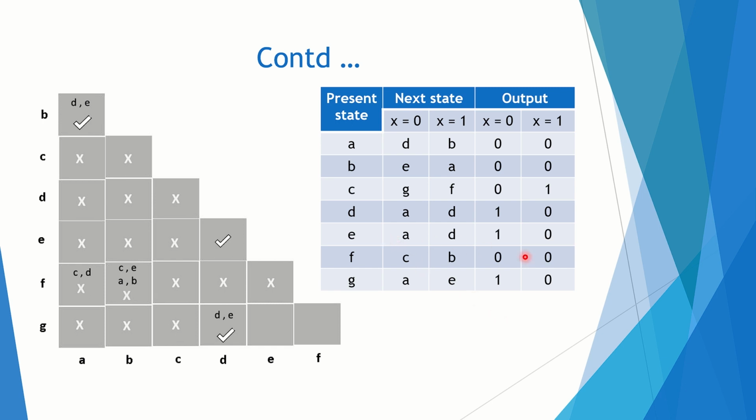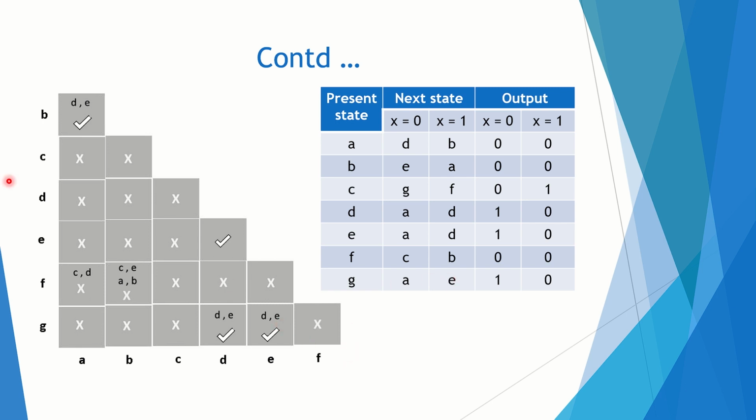E and F are not equal. E and G have the same output. The condition is that when D and E are equal, then E and G are also equal. So we'll put a tick mark here. F and G are not equal.